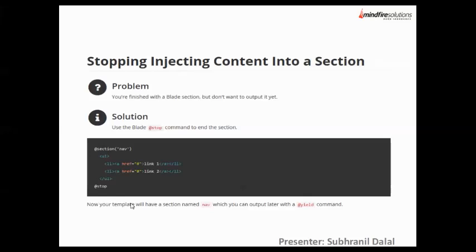Then if you want to stop injecting content into a section, you have section, then the section name, and the content for that section, and then you just use the stop function. What happens is that this section will not be injected in the page and it will not be visible to the user until you yield that section.